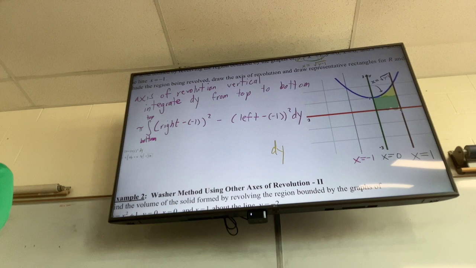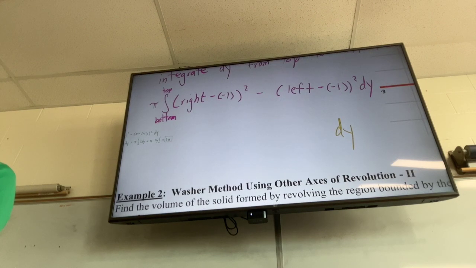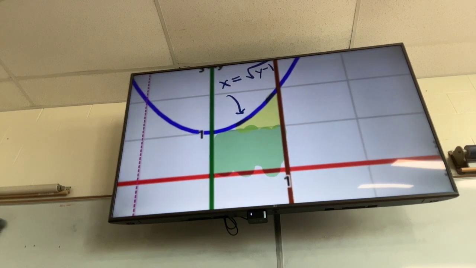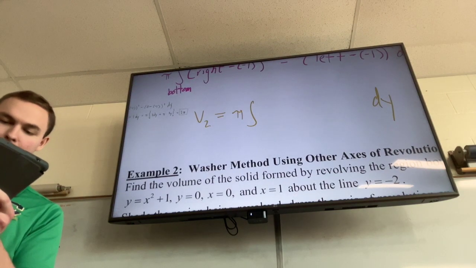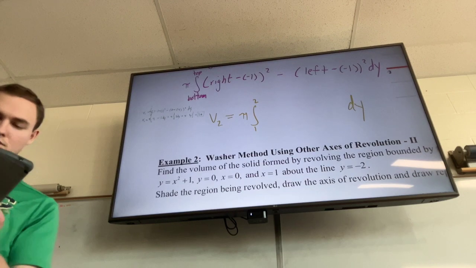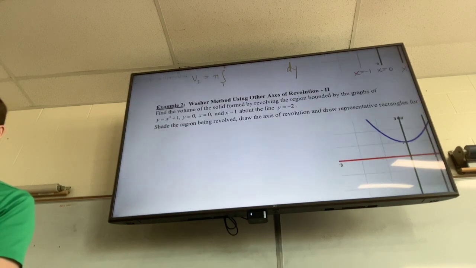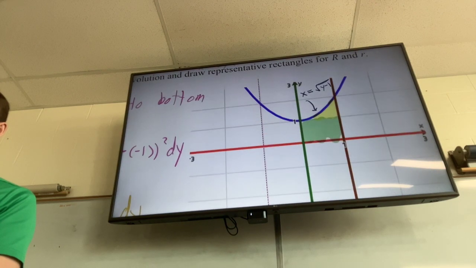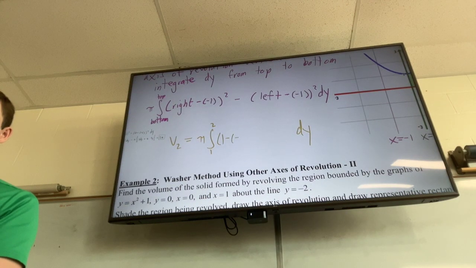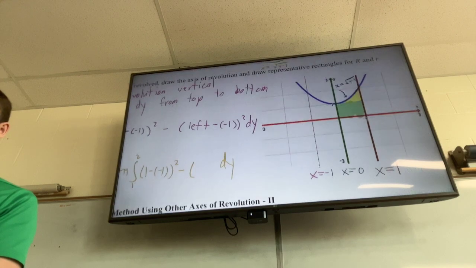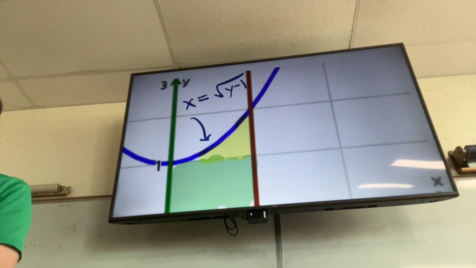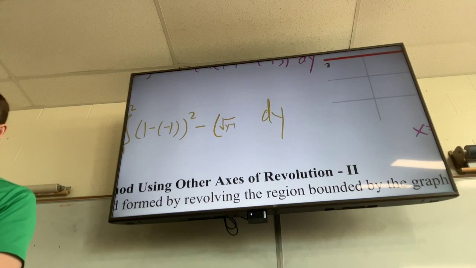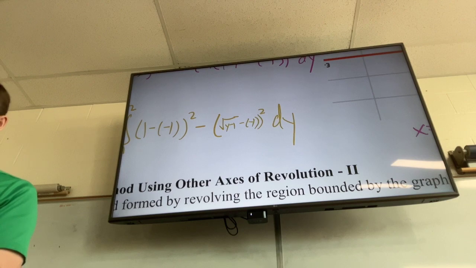So again, for v, let's call this v2. V2 is going to be pi times the integral. What's the lowest y in that yellow region? 1. What's the highest? 2. We're gonna do right minus negative 1 squared. What's my right function? 1. So we're gonna do 1 minus negative 1 quantity squared minus, what's my left function? Square root y minus 1. So we're gonna do root y minus 1 minus negative 1 squared dy. Boom, that's your integral, okay?